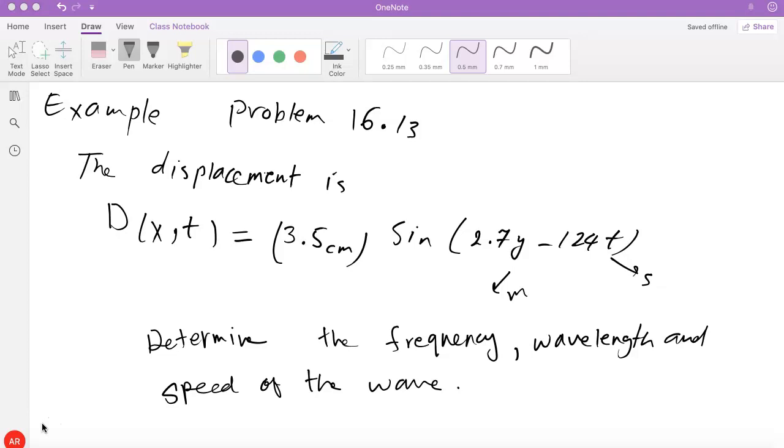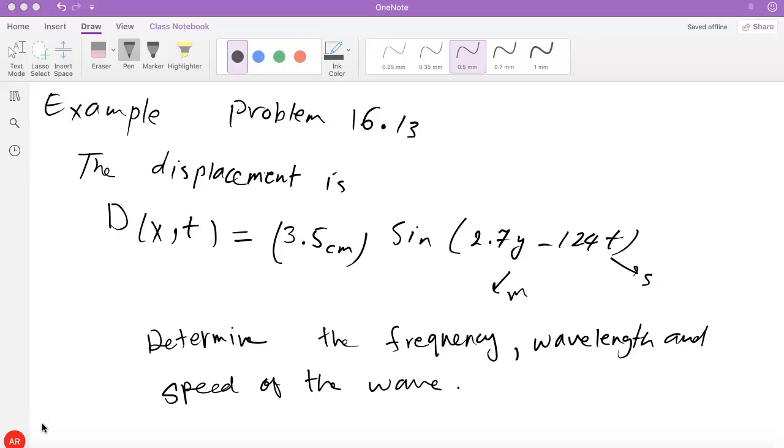So d of x and t is 3.5 centimeters times sine of 2.7 times y minus 124 times t, where y and t are given in meters and seconds. And then it's asking, it has 3 parts A, B, C, so it's asking to determine the frequency, wavelength, and speed of this wave.